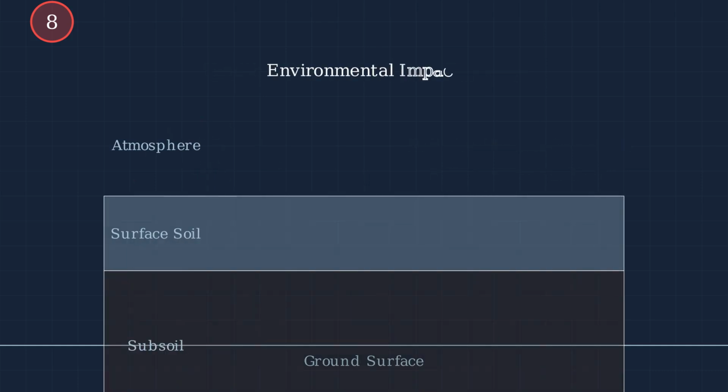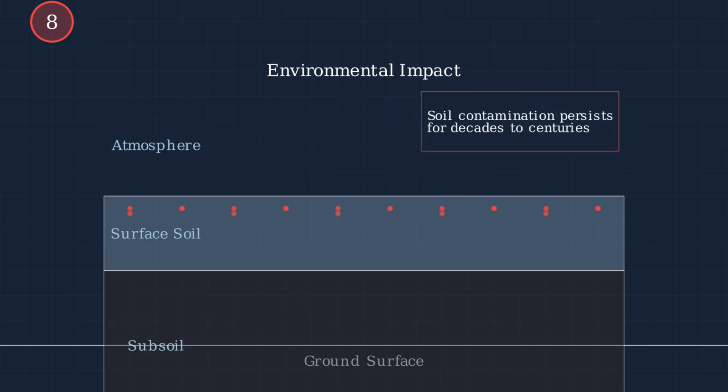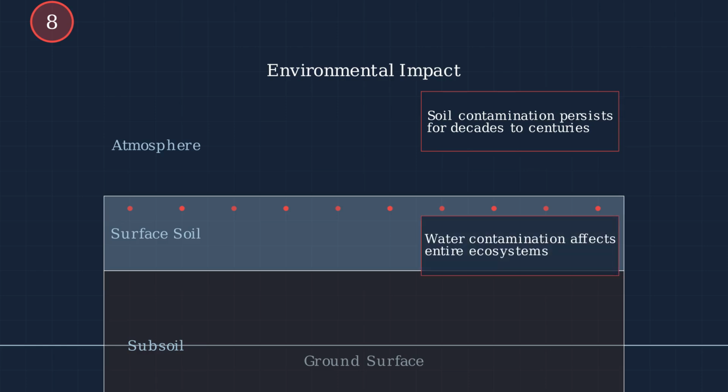Radioactive fallout has severe environmental impacts. Radioactive particles settle on the ground and contaminate soil. Over time, these contaminants can leach into groundwater systems, affecting drinking water supplies and aquatic ecosystems.